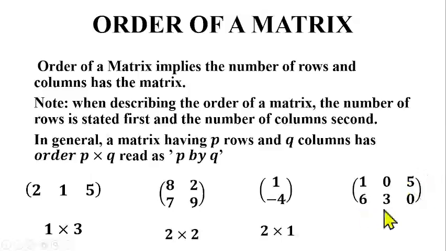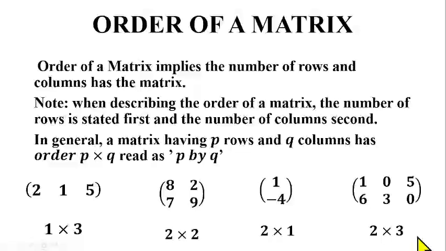How many rows, how many columns? So what will be the order of this matrix as well? It will be 1, 2. So it has 2 rows, and 1, 2, 3 columns. So that means it's going to be a 2 by 3 matrix. So the order of this matrix is 2 by 3.